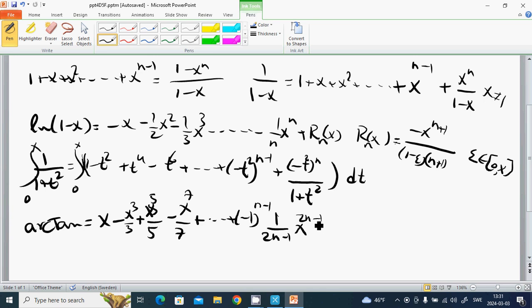And if we put x equals to 1, then arctan of 1 is pi fourth. Then pi fourth equals 1 minus 1 third plus 1 fifth minus 1 seventh, and so on.